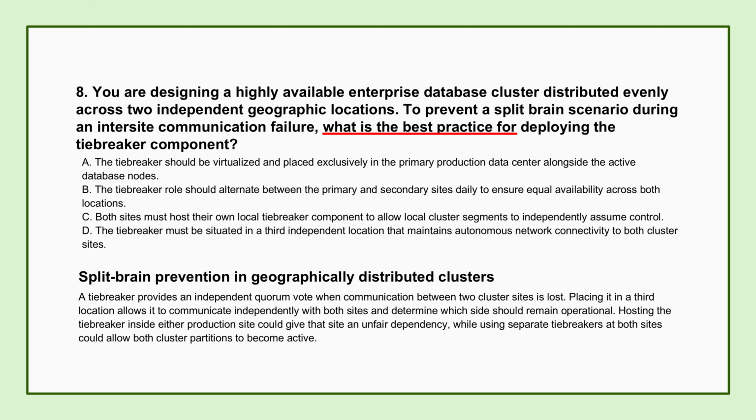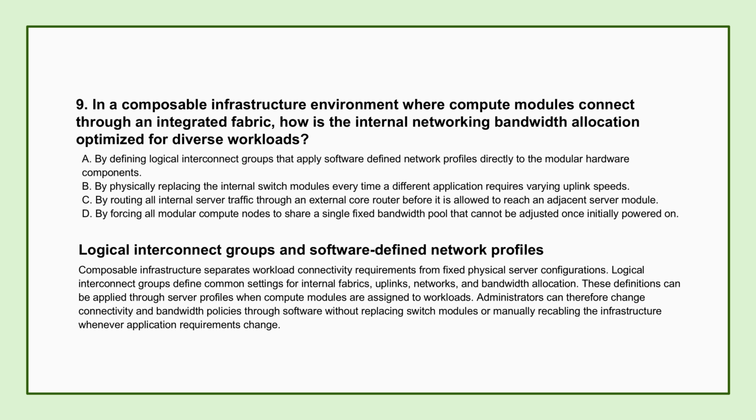All right, now we're going to zoom all the way in from vast, multi-geographic cluster architecture back down to the internal fabric of a single compute chassis. A big shift in scale. Question 9. In a composable infrastructure environment where compute modules connect through an integrated fabric, how is the internal networking bandwidth allocation optimized for diverse workloads? The correct answer is A.